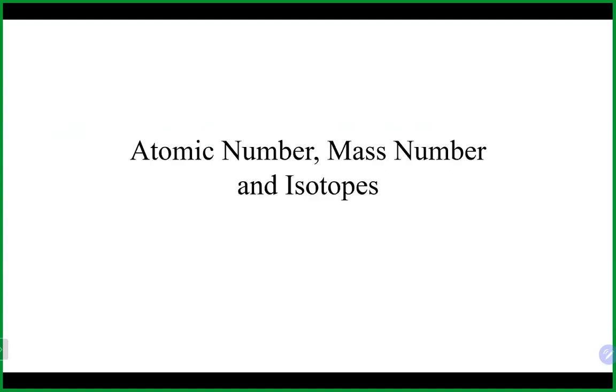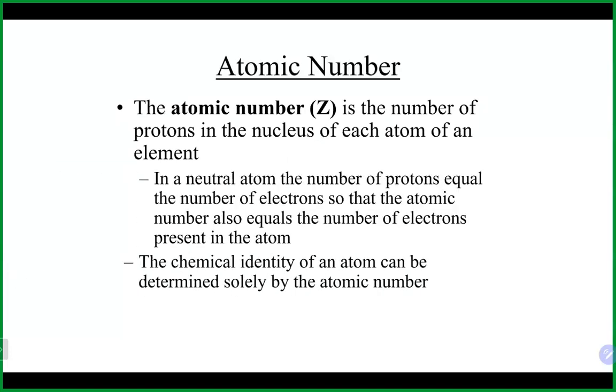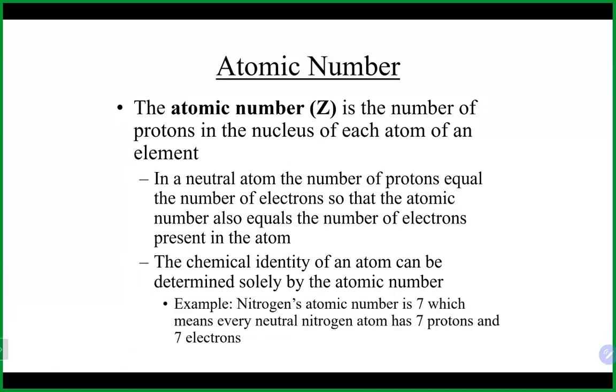So let's talk about some important aspects of the atom. That's the atomic number, mass number, and isotope. So we'll start with the atomic number. And the atomic number, which is sometimes abbreviated with a Z, is the number of protons that there are in an atom of an element.